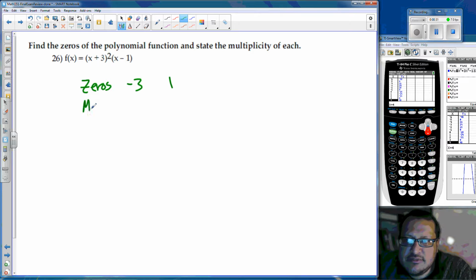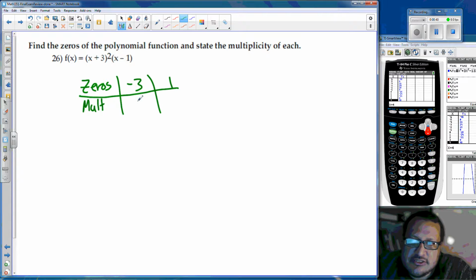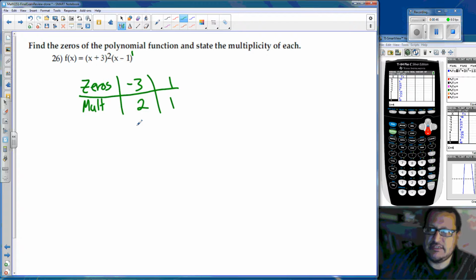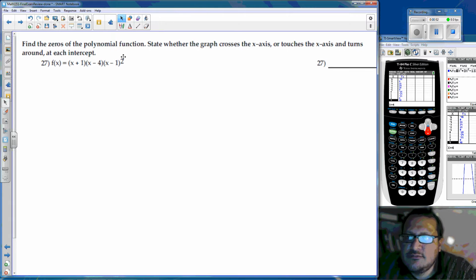The multiplicity of each one: for -3, the multiplicity is 2, and here the multiplicity is 1. There's like a 1 right here, right? And that would be it for that problem. Find the zeros of this one, and so on.